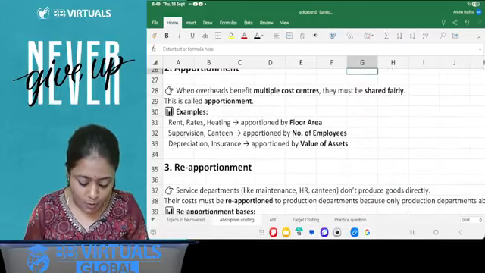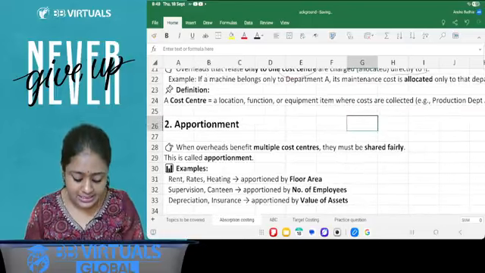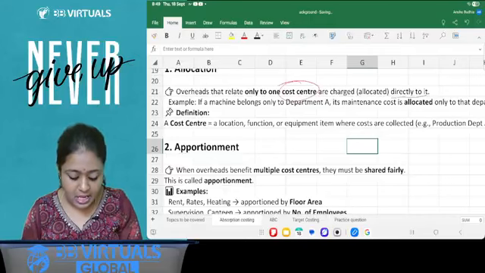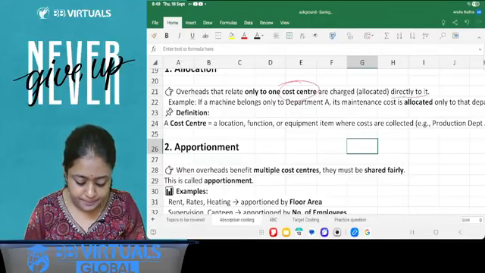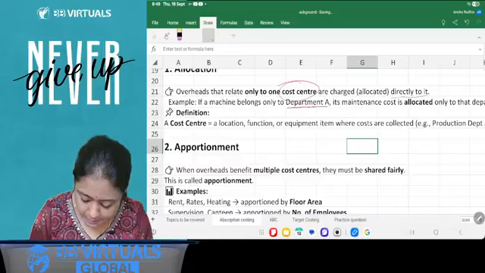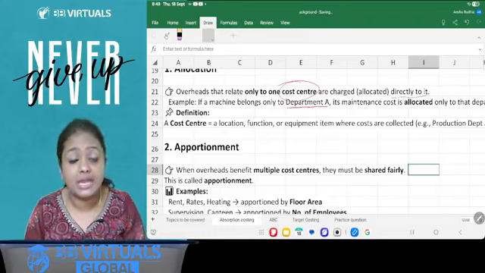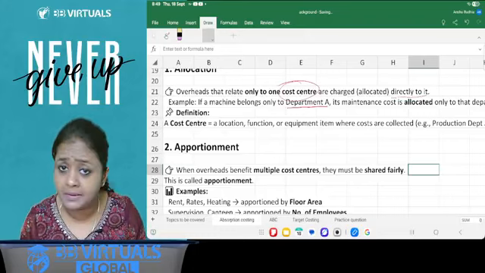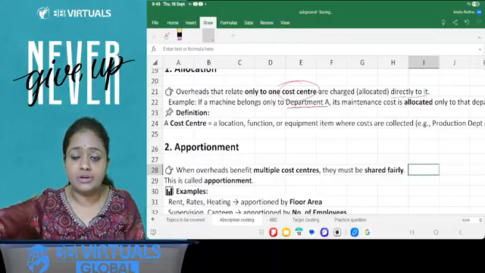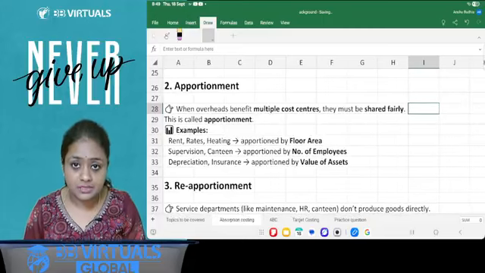Now allocation: when the overheads, so first you have identified the different departments, and your task is basically to allocate the overheads to those departments. That is, for example, if a machine belongs only to department A, its maintenance cost is allocated only to department A and will not be allocated to department B. Makes sense, right? So now what you have done, you have allocated the overheads to the respective departments.